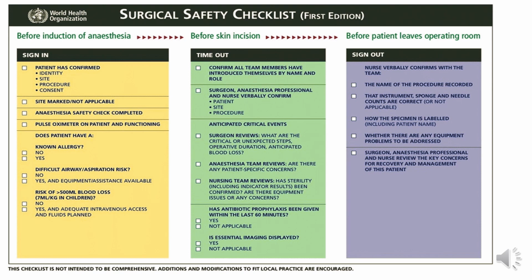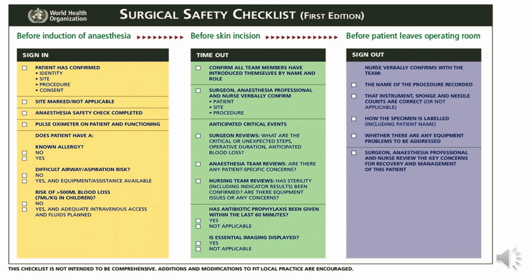In the sign in, the parameters are: the patient confirms the name. We ask the patient, what is your name? Then the patient will tell his name, and we confirm with the file whether we are receiving the correct patient or not. Then we see the site and procedure, and make sure the concerned consent paper has been signed. Then the site is marked if applicable. It has to be marked. Anesthesia safety check should be completed from their side.